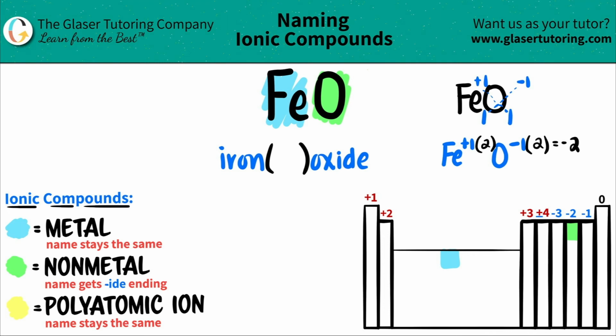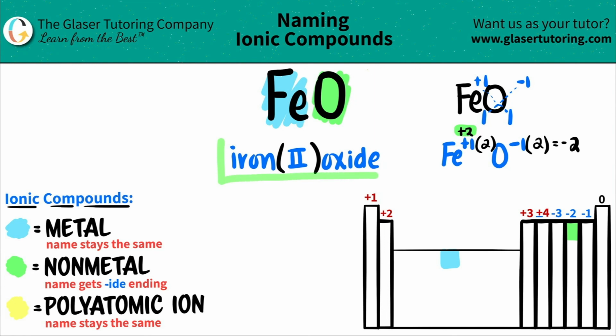So +1 times 2 is a +2. And that is the charge of the metal. So I'm gonna put a Roman numeral 2 because iron was a +2. That's why you always gotta check. Always check your nonmetal to see if it makes sense. And now we are done. So FeO is iron 2 oxide.